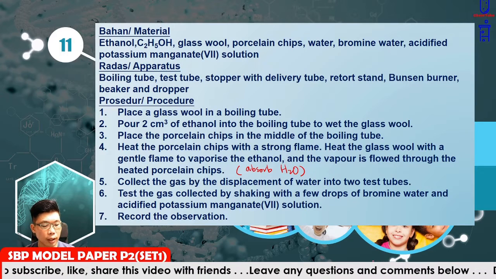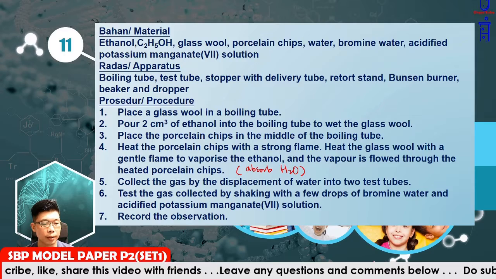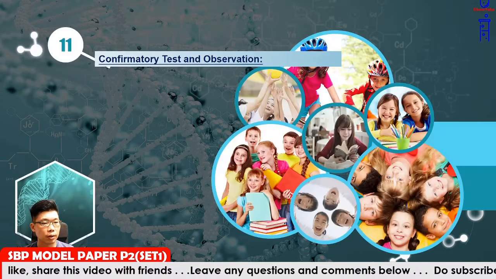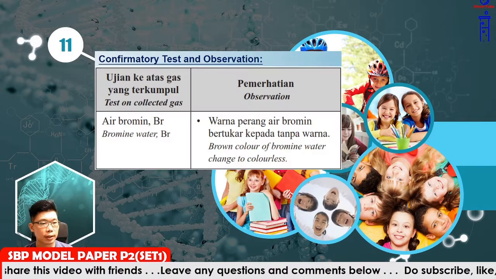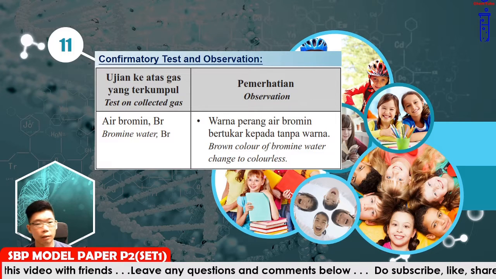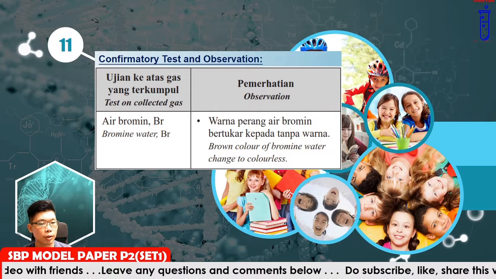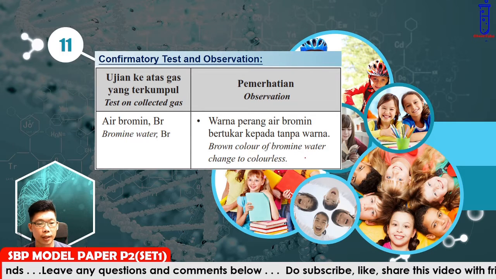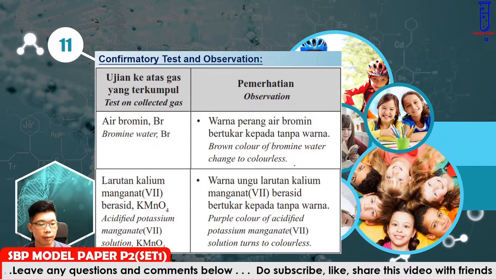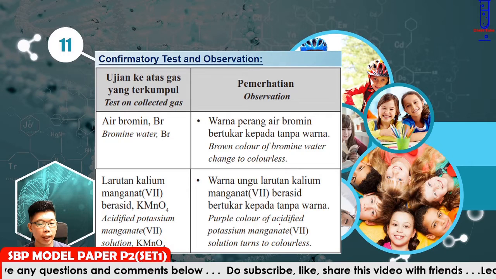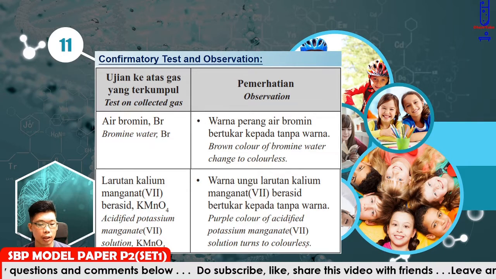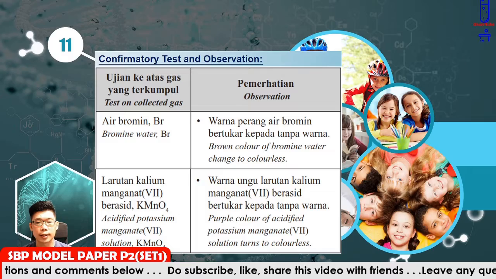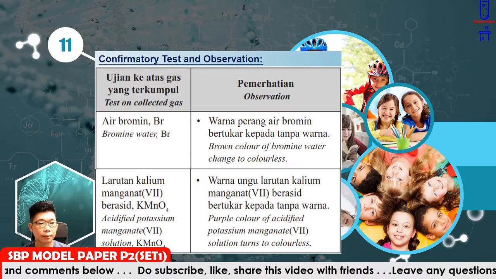So record the observation. Remember how? Okay, so the confirmatory test: what can you confirm? With bromine water, the brown bromine water changes to colorless. Another one, acidified potassium manganate(VII): the purple color of the solution turns colorless.